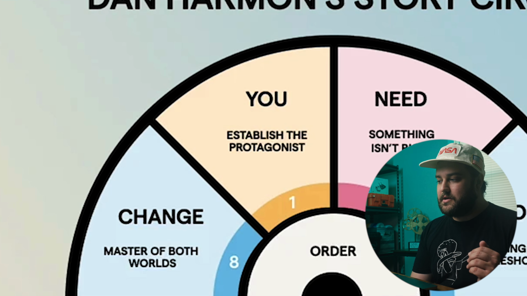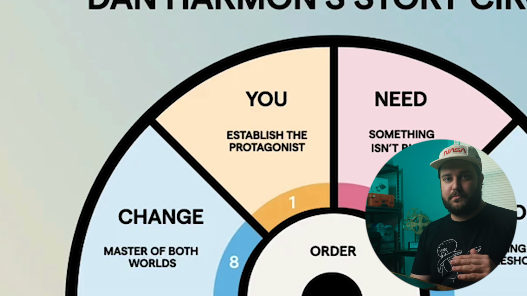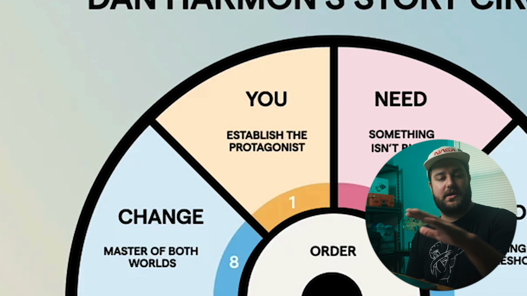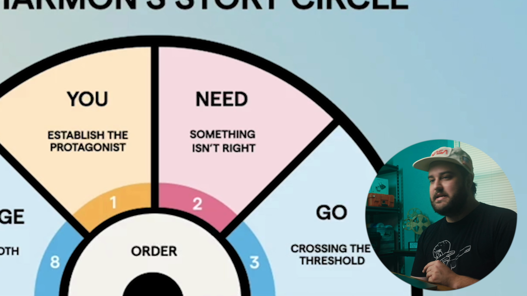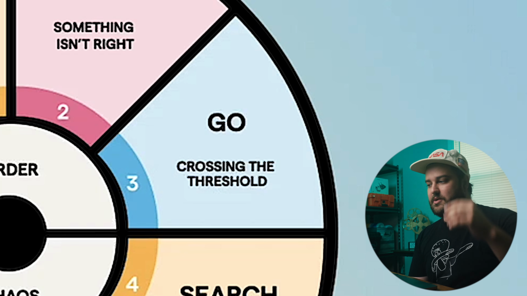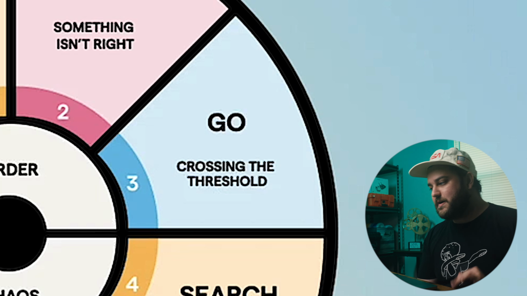And it starts out with, number one, you establish the protagonist. Who are we dealing with? What world do they live in? Number two is need. Something isn't right. There's something off about life. There's something that doesn't sit well with the protagonist. There's something that is unfulfilled with their current state of living. Number three is go, crossing the threshold.